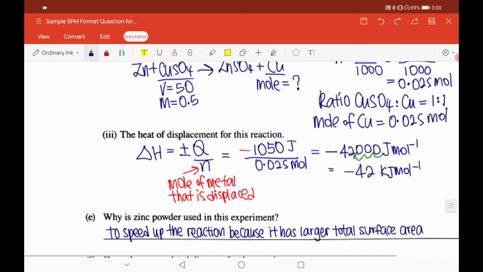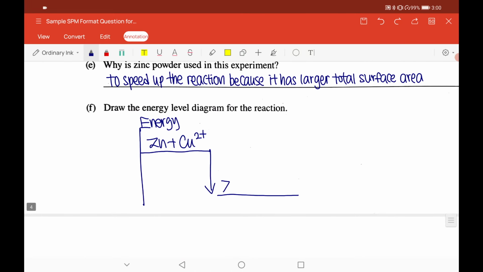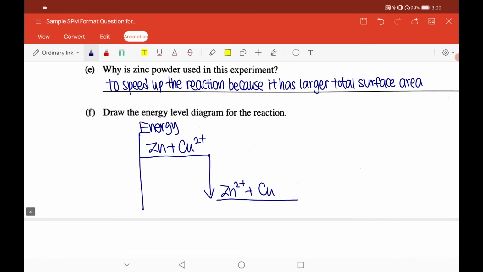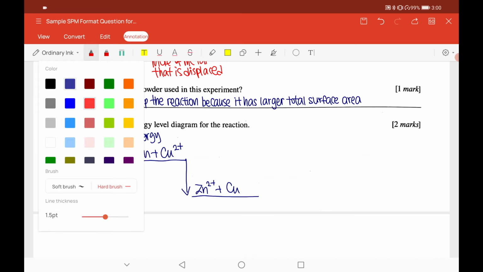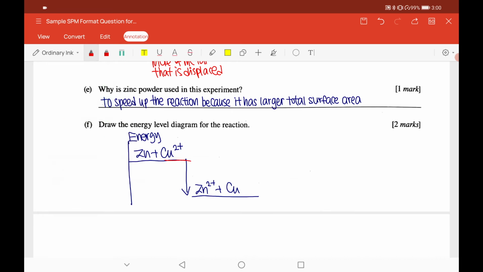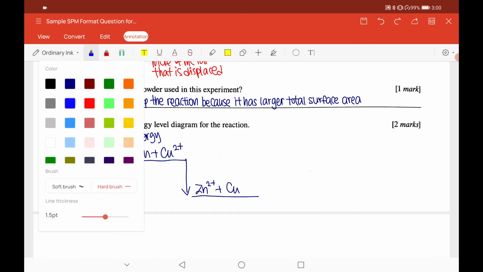Zn2+ and Cu. Okay, so the product is Zn2+ and Cu. Now we already get the product. And not to forget, you must label your delta H. So where is the delta H? Delta H is the gap of the staircase here. This arrow is your delta H. So put the delta H first.